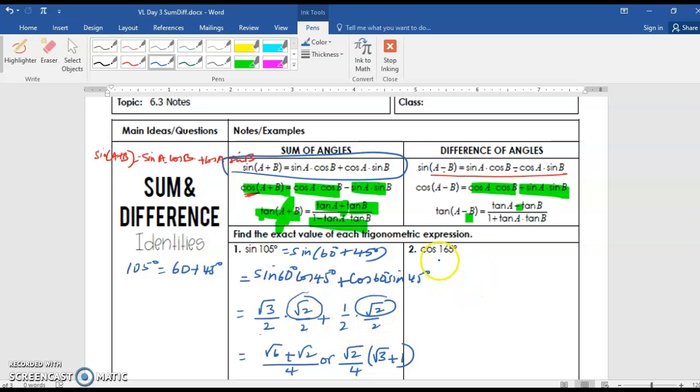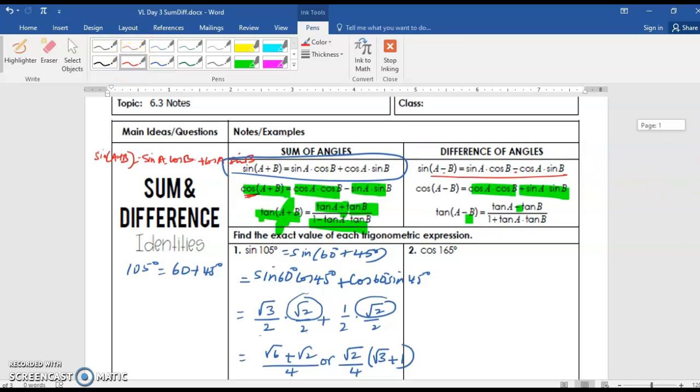Now let's look at the cos 165 scenario. I'm going to scroll it up a little bit so I can have more writing space.